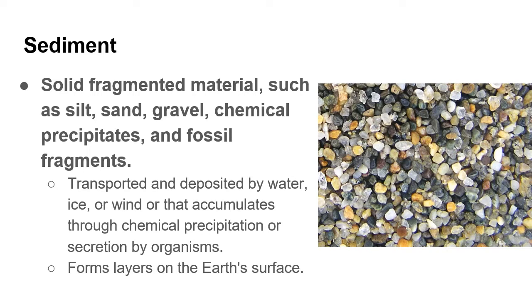So sediment is defined as any solid, fragmented material such as silt, sand, gravel, or any chemical precipitants and fossil fragments that can accumulate at the Earth's surface. These are going to be transported by a number of media, including wind, ice, and water, and it'll accumulate either through direct deposition or chemical precipitation, and in the case of biochemical sediments, the secretion of the organisms themselves. And really, sediment is what's forming that outer surface of our planet. This is what's on top of the crustal rocks.